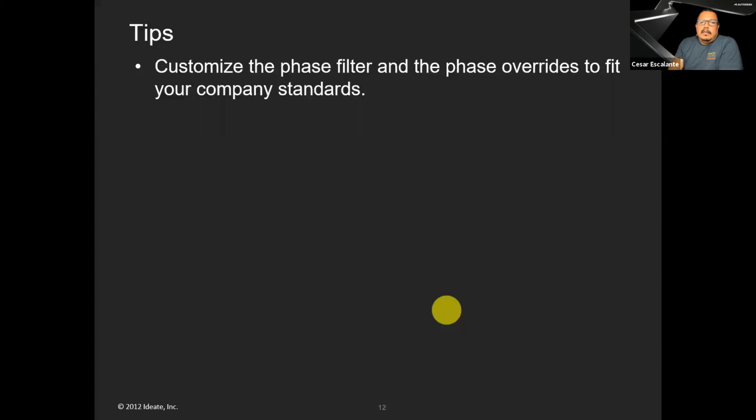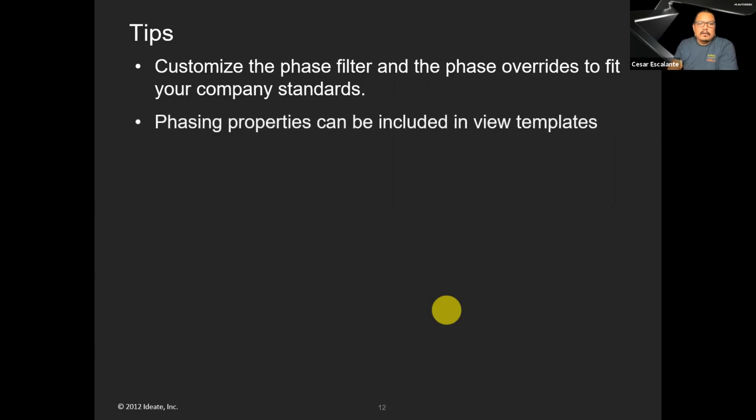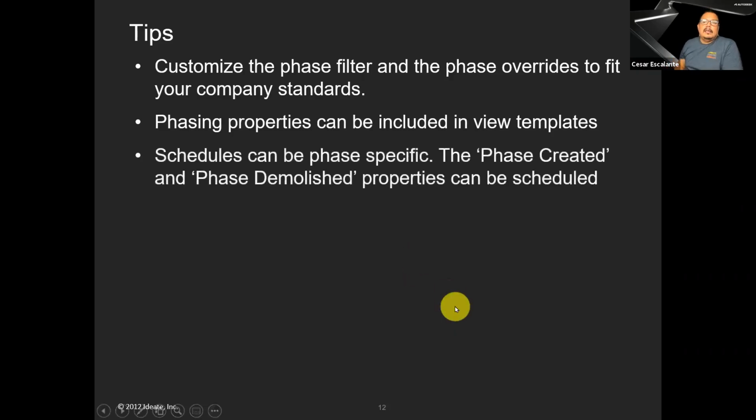If you don't like the filter overrides, you can customize it. Some people, like I said, want to have the gray as fill outs, as hatches. You can do that. If you don't like the dashes, you can always change it in the graphic overrides. Phasing properties can be included in the view template. So if you have a robust starting point, make sure that your phasing properties meet your documentation needs. You can create schedules, and the schedules can be phase specific.